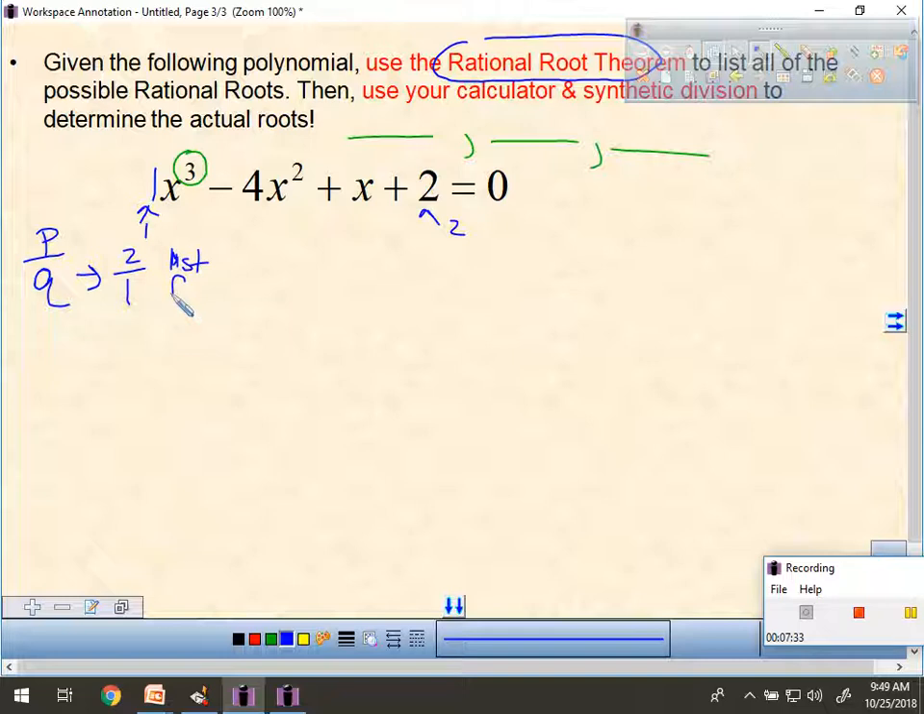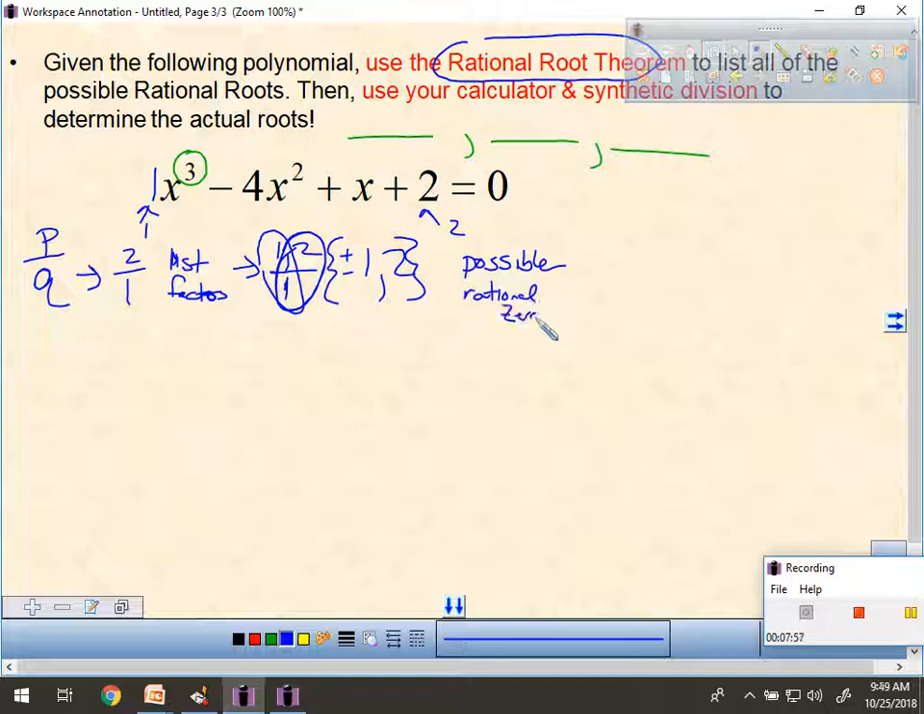Then you list factors of those numbers. All right, so factors of 2 would be 1 and 2. Factors of 1 would be 1. And then just make your combination of numbers. So 1 over 1 is 1, 2 over 1 is 2, and then just don't forget to put plus or minus in front. So this is my list of possible rational zeros. And I'm going to write them out for you again so you can see them. So here's my possible list: +1, +2, -1, -2.